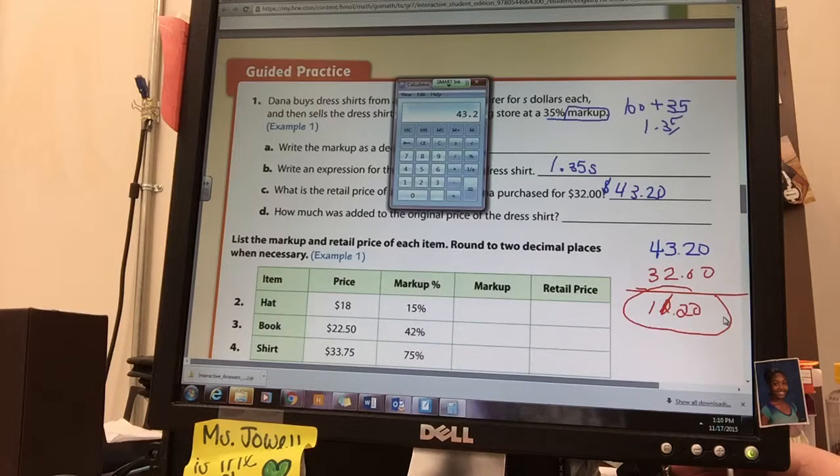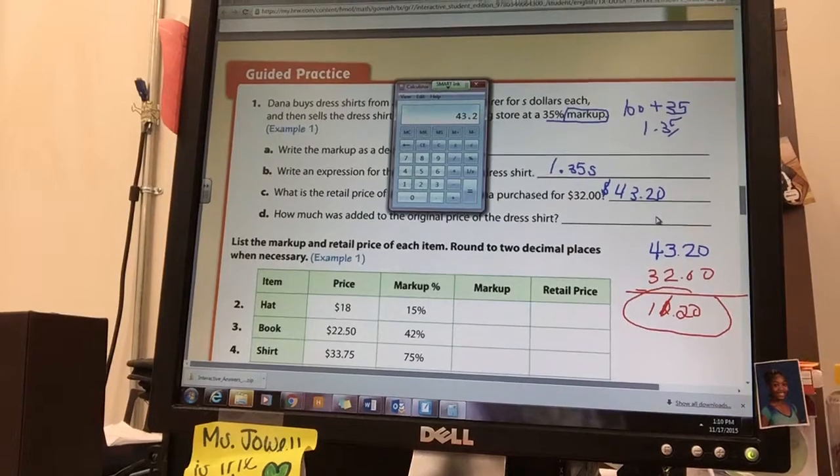Sorry about that. And that would tell me how much it changed. All right, that was section 3.3.